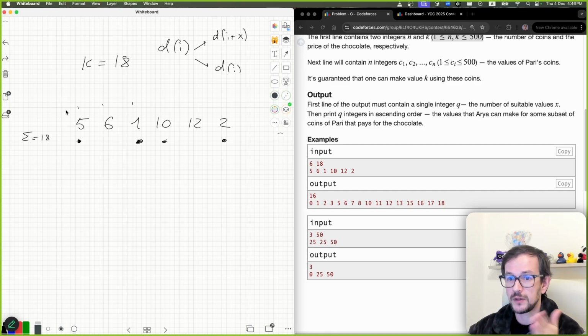Okay, so that's how normal knapsack works. I go from left to right. It doesn't matter in which order, like left to right. And for each element, I decide if I take it or if I skip it.